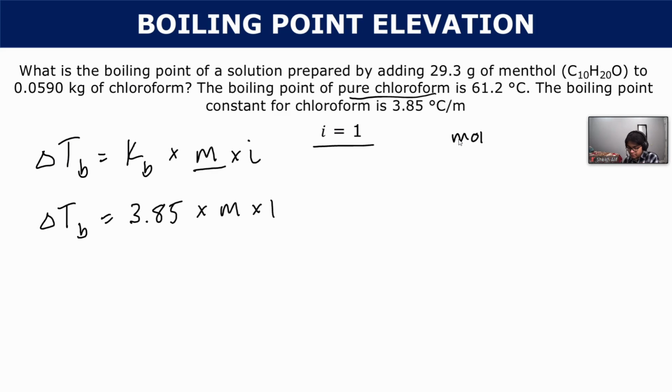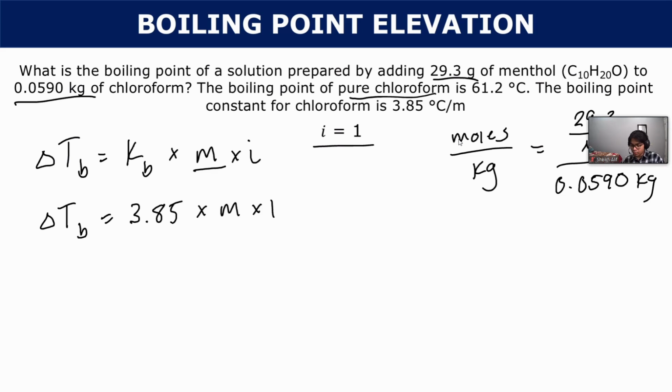Molality is moles per kilogram, and so we need to find moles of methanol. We know that we have 29.3 grams of methanol, and if we divide by molar mass, we're going to get the moles. And the amount of kilograms of solvent that we have is 0.0590 kilograms. All right, so we're almost done. We just have to find the molar mass of the methanol, and we can do that by adding up all the molar masses.